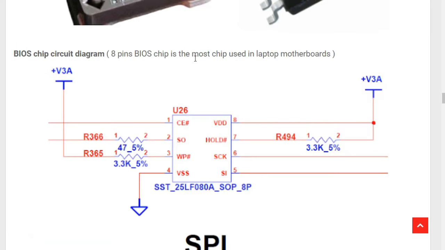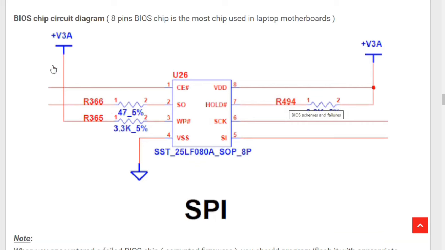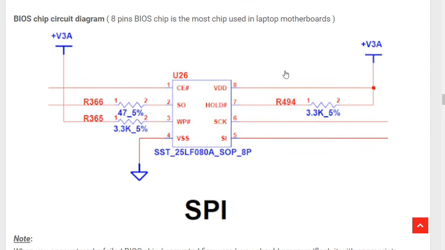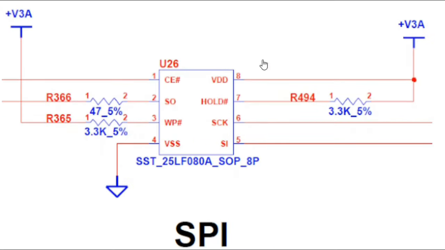So the 8-pin BIOS chip is the most used chip in the laptop motherboard, of course. This kind of BIOS is a very common BIOS, okay? 8-pin BIOS. Here we have its datasheet, as you can see. The model of this BIOS here is SST25LF08, okay? So it seems that this is a 1 mega BIOS, because the 8 means a 1 mega BIOS. If you have 16 here, it means 2 mega, and so on.